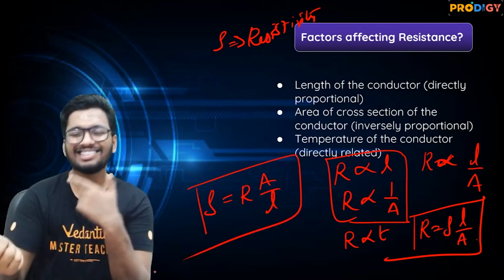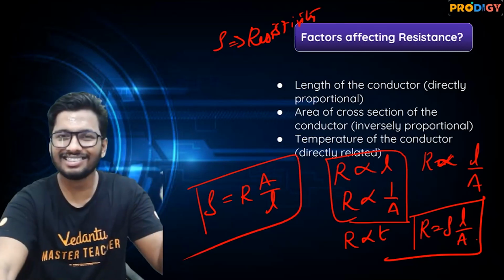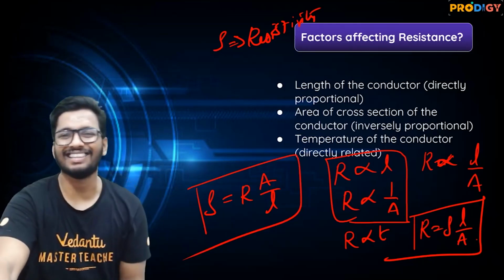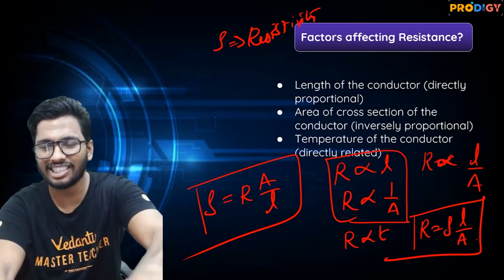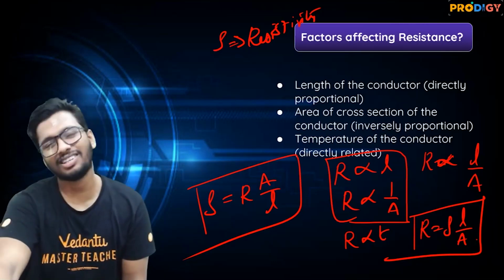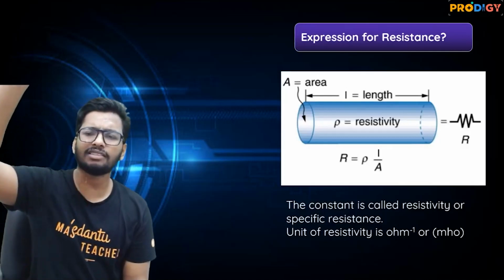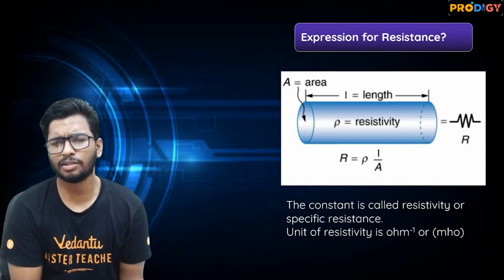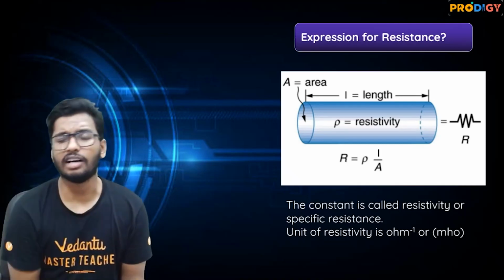That's all. Just cross multiply, simple arithmetic. You'll get the answer. So that is the formula for resistivity, and that is the formula for resistance. Again, resistivity is nothing but the property of the material. So it is nothing but rho.